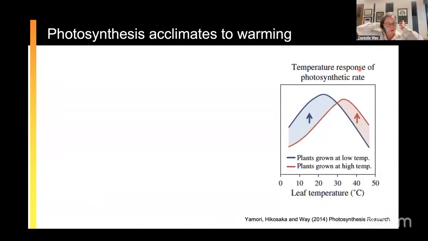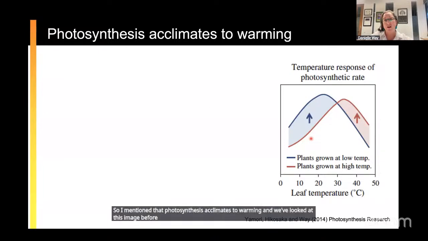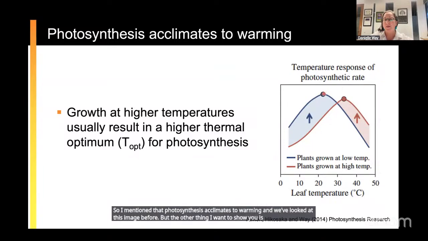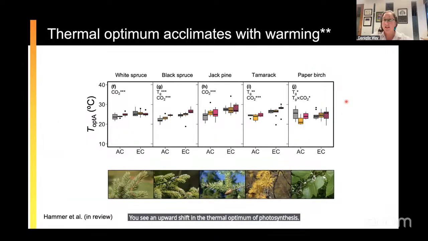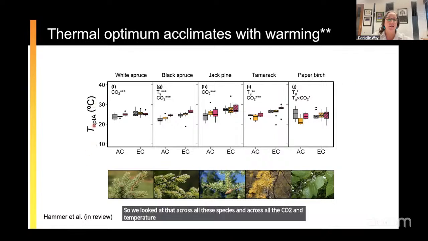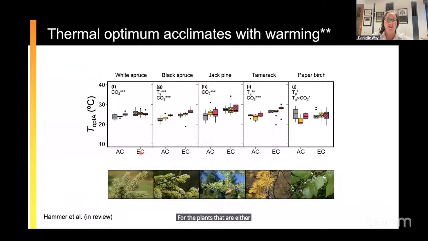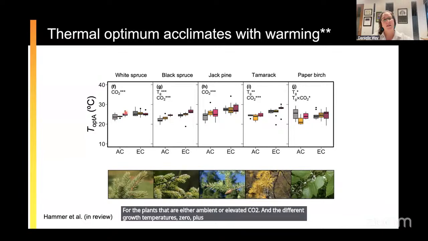So I mentioned that photosynthesis acclimates to warming, and we've looked at this image before, but the other thing I want to show you is this shift in the thermal optimum that we usually expect to see in plants. So usually if you grow a plant at this higher temperature in red, you see an upward shift in the thermal optimum of photosynthesis. So we looked at that across all these species and across all the CO2 and temperature combinations. So that's the thermal optimum of photosynthesis here for the plants under either ambient or elevated CO2, and the different growth temperatures, 0, +4, +8.